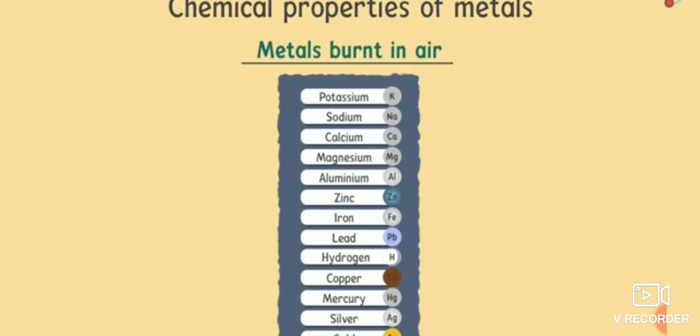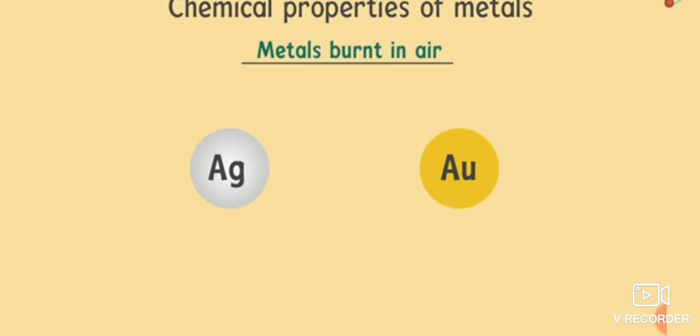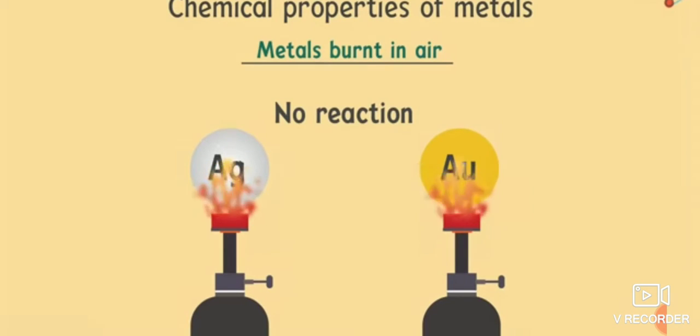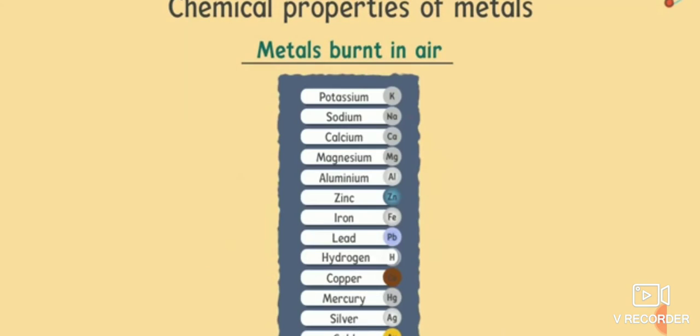And which metals do we have at the end of the spectrum? Yes, silver and gold. Can you guess how they react with oxygen when burnt? Silver and gold do not react with oxygen at all. Yes, they don't react even at high temperatures. So we see somewhat of a pattern even amongst the metals.